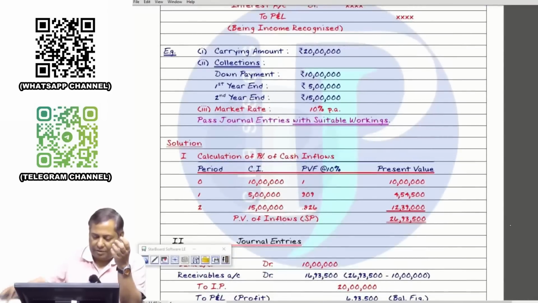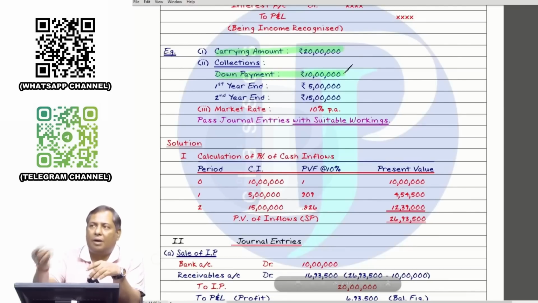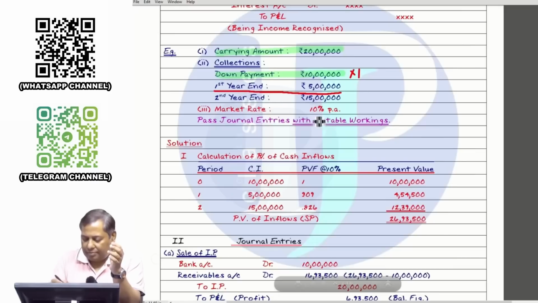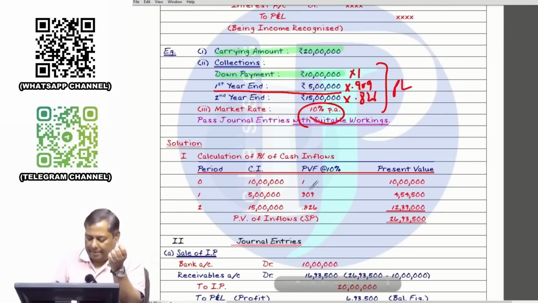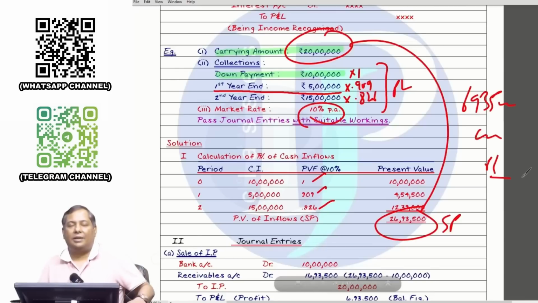Look at this example. Carrying amount 20 lakhs. What is the down payment? It's 10 lakhs. It means that money has come in 0 period, so its PV factor will be 1. First year, the rate is 10%, 0.909. This is for the second year, 0.826. So calculate the present value. This is the selling price. The difference from the carrying amount is 6,93,500. This gain will be credited to the P&L. From there you will get interest.